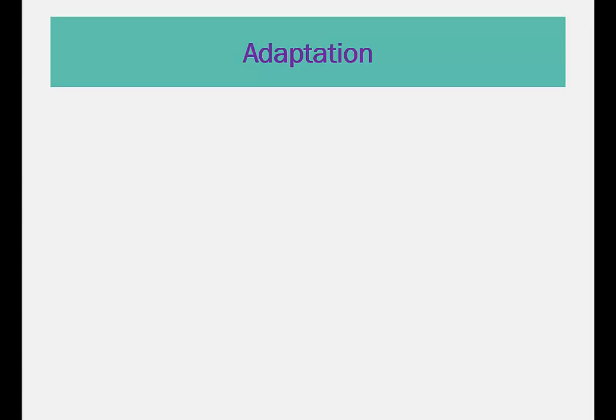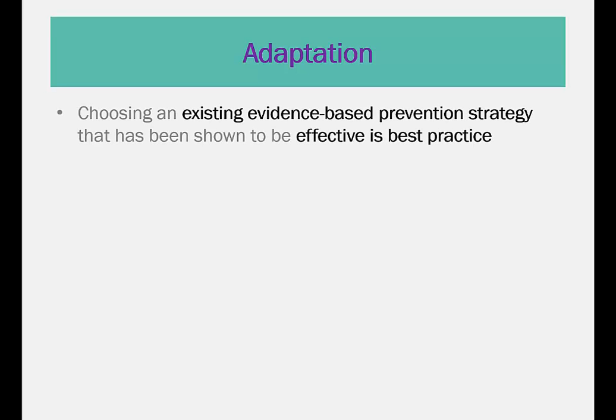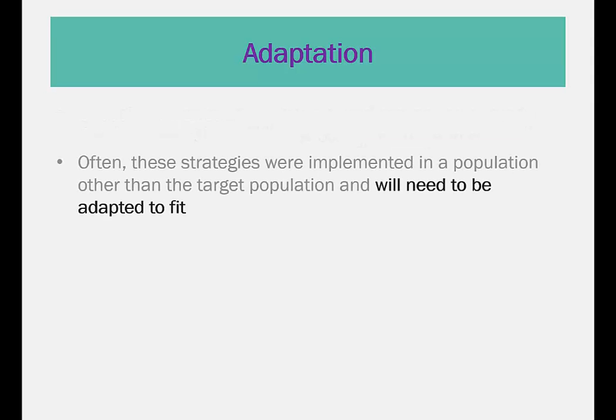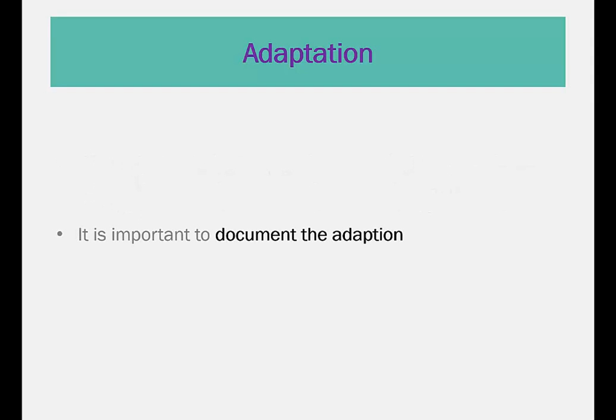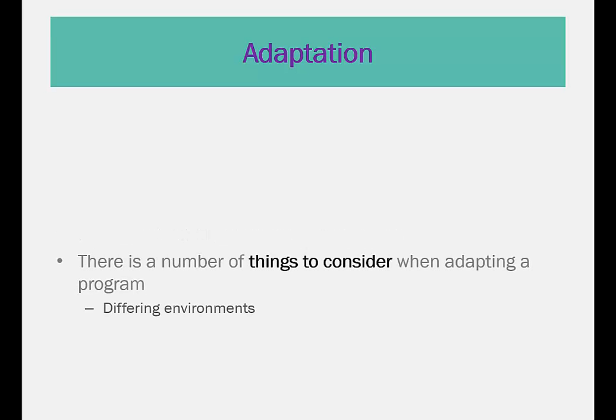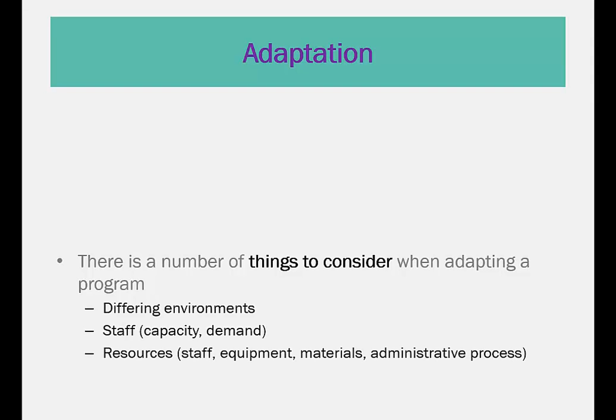From an earlier stage in the public health process, we learned that best practice is to choose an existing evidence-based prevention strategy. Often, the strategy identified would have been implemented in a population other than the population you have. Therefore, it will need to be adapted. It is very important to document all the steps that were taken to adapt a program, such as the environment, staff, capacity and demands, resources available, equipment, materials, administrative process, the setting, and risk profile of the population.